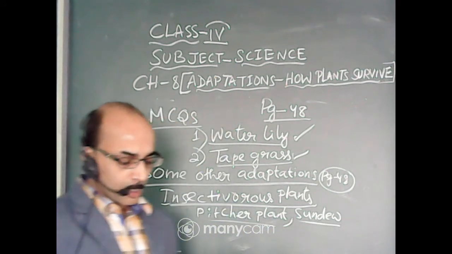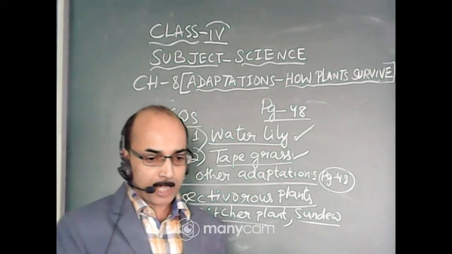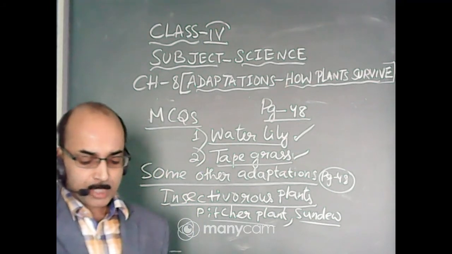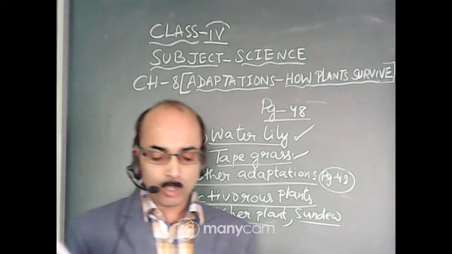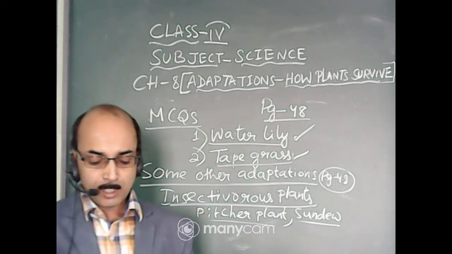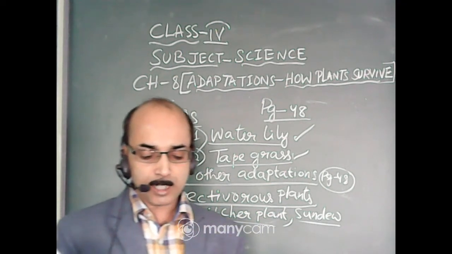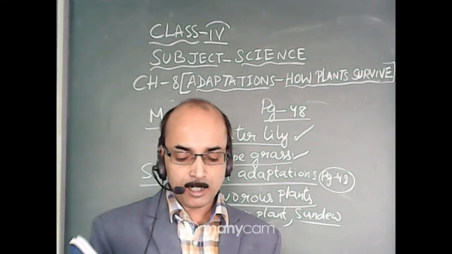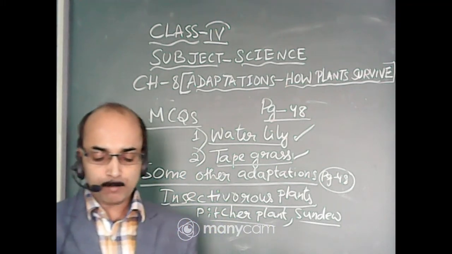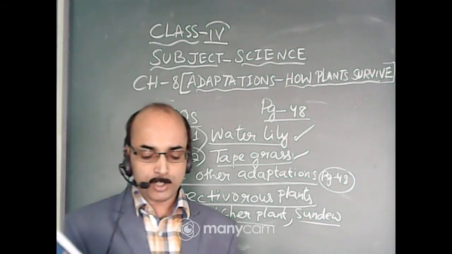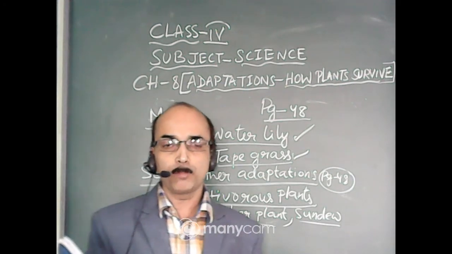So plants like Venus flytrap, sundew and pitcher plant are carnivores. They eat insects, so they are called insectivorous plants. They have special leaves to trap insects. Venus flytrap has hair along the edges of the leaves to catch insects. In pitcher plant, leaves are in the form of a pitcher with a lid.